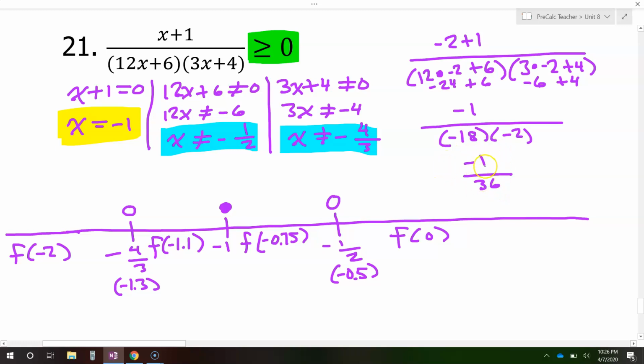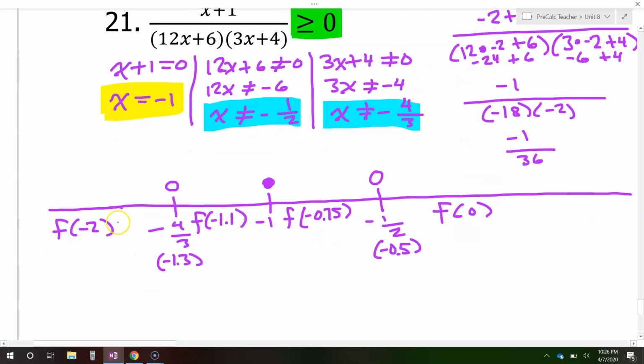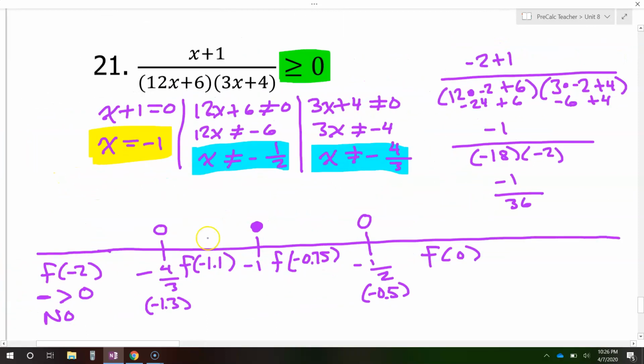So this is a negative number. Is that greater than 0? No. This was a negative number. Is a negative number greater than 0? No. All I care about is that it's negative, and a negative number is not going to be greater than 0. So we will have no solutions in this zone.